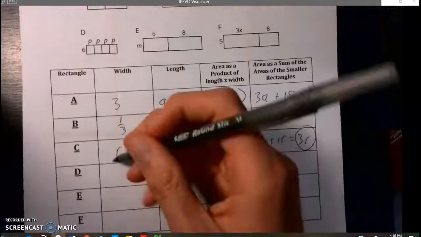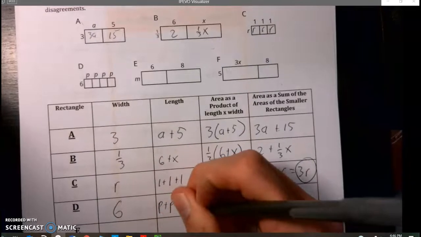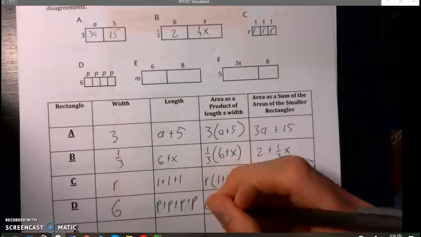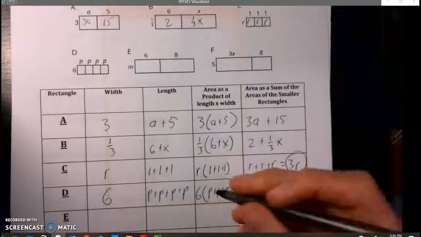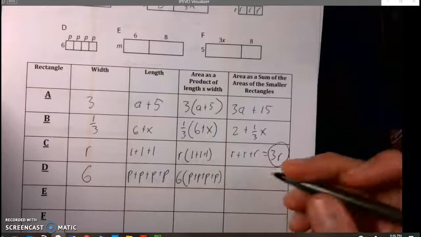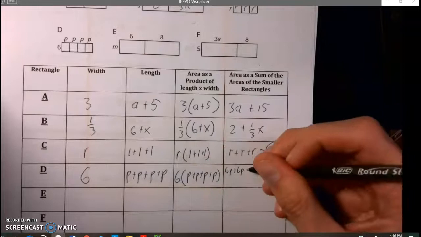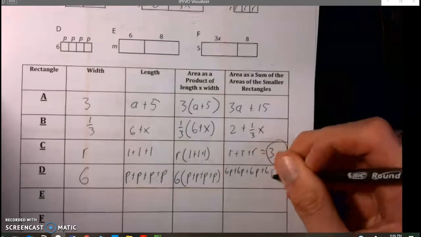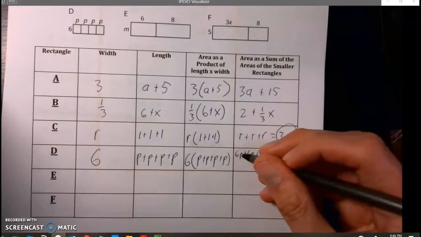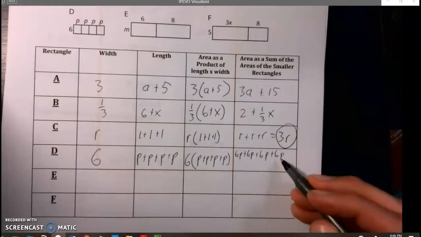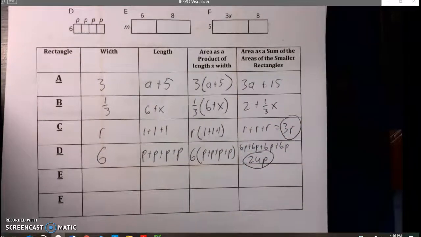And then let's just get through these next couple. Width is 6, length P plus P plus P plus P. Here it is as a distributive property problem. If I distribute that through, so the number on the outside multiplies by each number on the inside, 6 times P is 6P, and it's just doing that all of those times. And if I added those all up, this would be 6P, 12P, 18P, 24P. That should be our answer there. Okay.